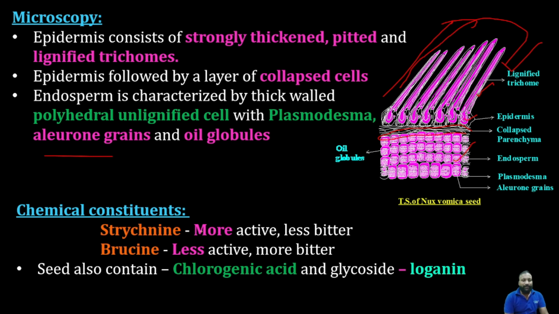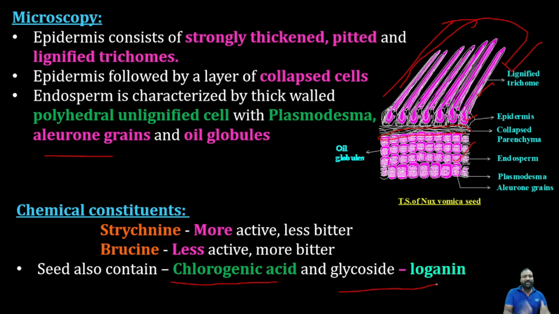It has two main principles, strychnine, which is more active therapeutically and less bitter, whereas brucine is less active and more bitter. These are the two key principles of this seed. Apart from that, there are some other constituents, like aleurone grains. It also consists of fluorogenic acid and a glycoside. Since it belongs to the Loganiaceae family, loganin is the glycoside of this particular Strychnos seed.